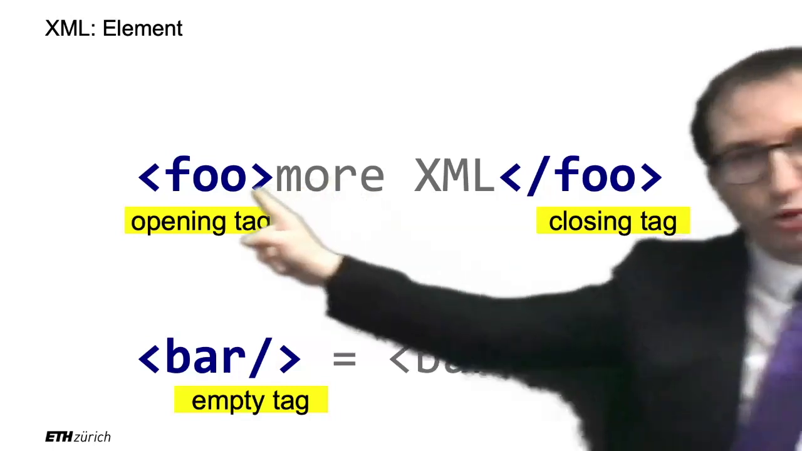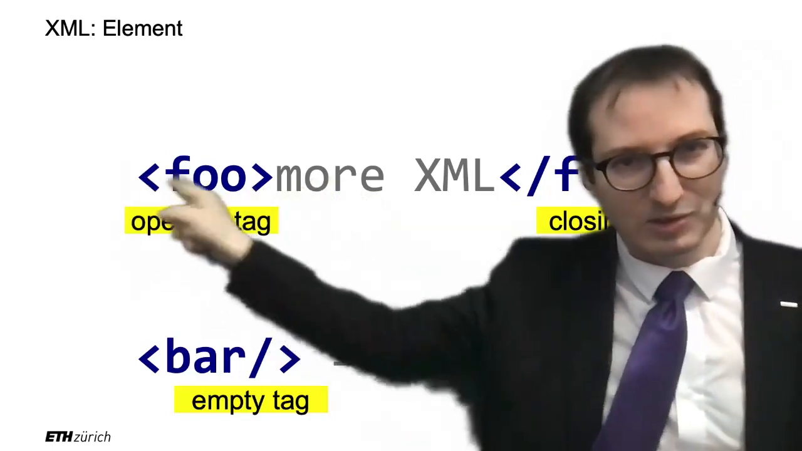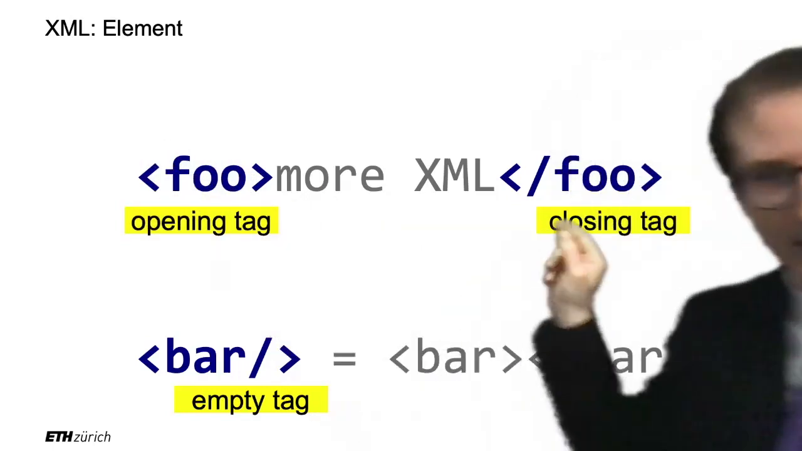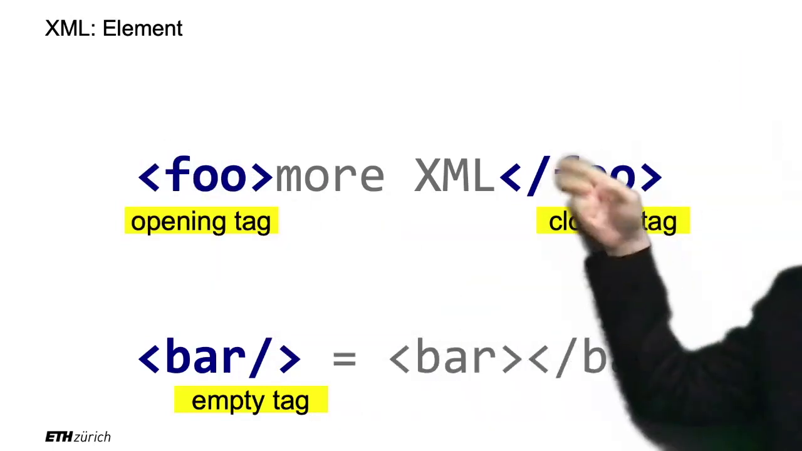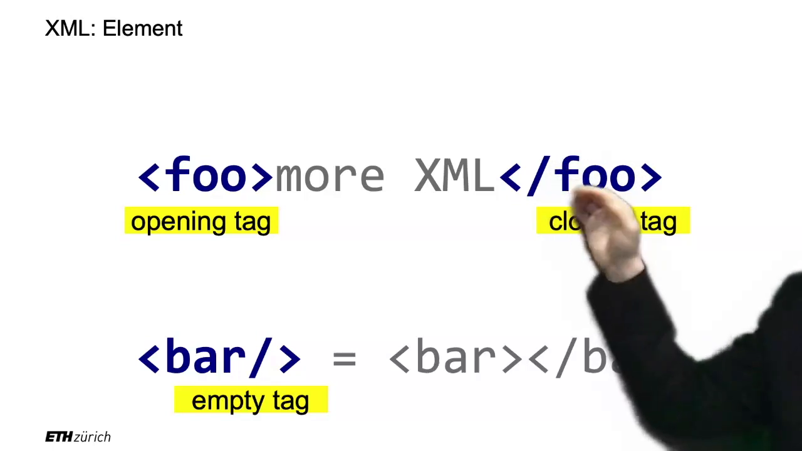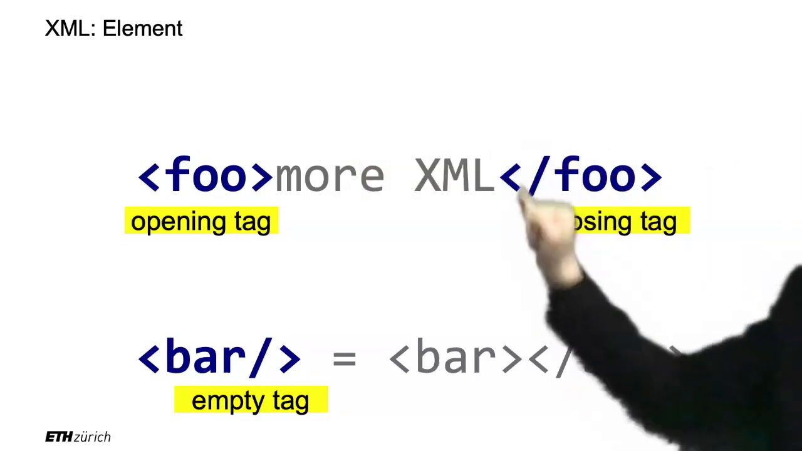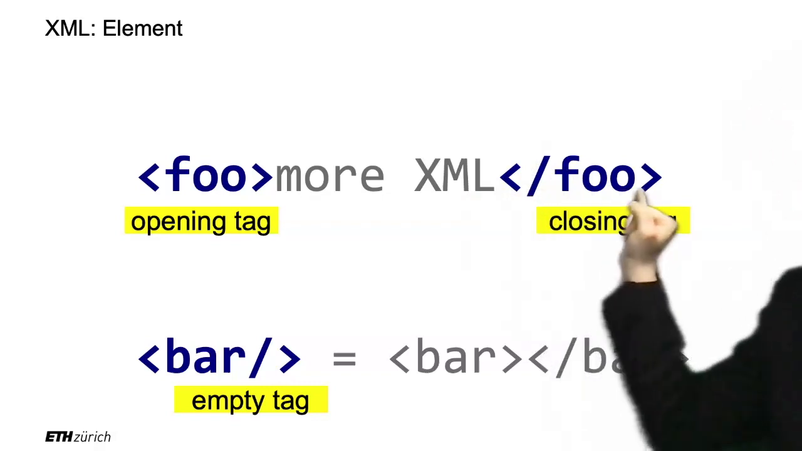So an opening tag looks like this. It's just some name that is enclosed in these angle brackets. And then we close it with this slash. It's a little bit like in many countries, when you leave a city, it's the same sign, but crossed. So you can see it as leaving foo. So it's the end of foo.